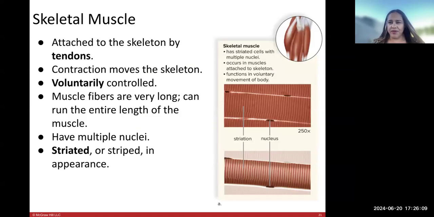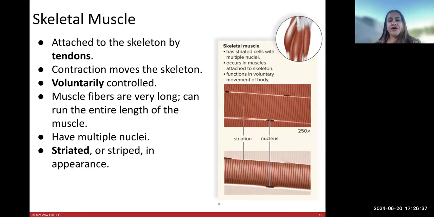Skeletal muscle is what we have attached to our bones by tendons. The contraction of our skeletal muscle moves our skeleton. This is the only type of muscle that is voluntarily controlled. And even then, some of our skeletal muscle is not. It works whether we want it to or not. But most of our skeletal muscles, when we move something, we are voluntarily moving our skeletal muscle to move our bones.